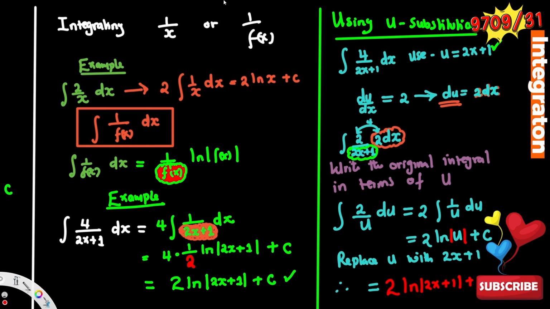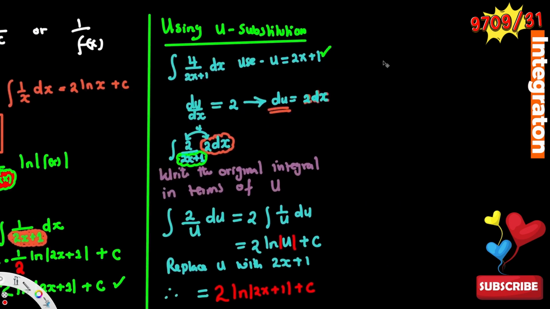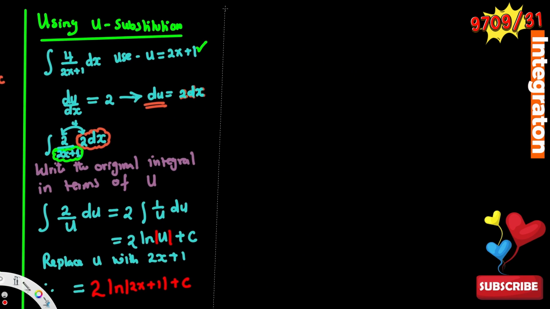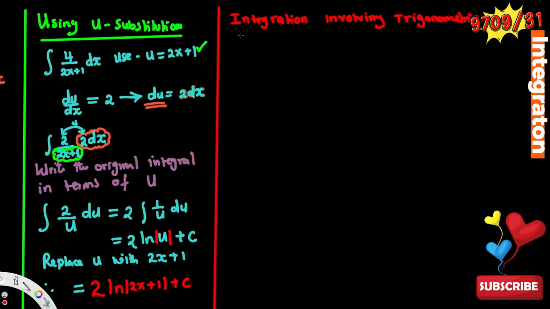Plus c. We're going to say our final answer is 2 ln |2x + 1| + c. Now, once we have done that, I believe you are getting value. We can move further and look at integration that involves trigonometric functions, so that you also understand how to approach it when you are given a trigonometric function.